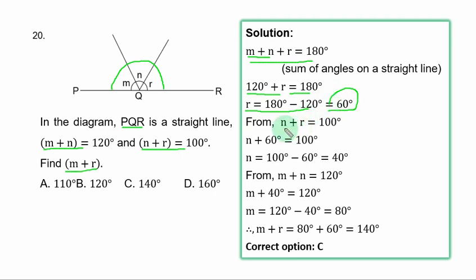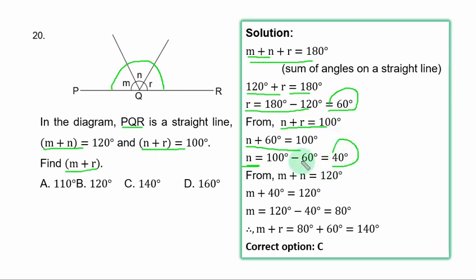So let's start from N plus R equal to 100 degrees. So you have N plus R, that is 60 degrees, equal to 100 degrees. If you collect like terms and subtract, N is equal to 40 degrees.